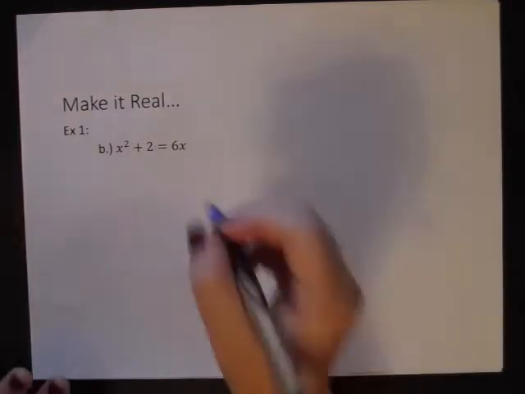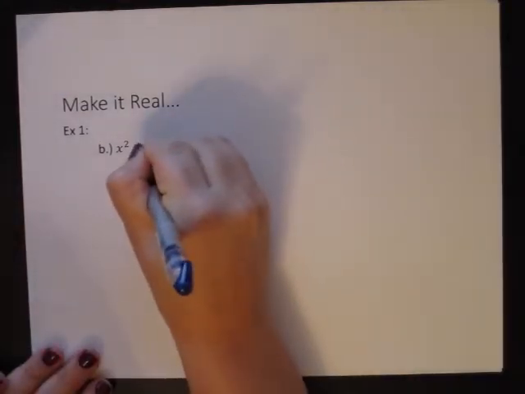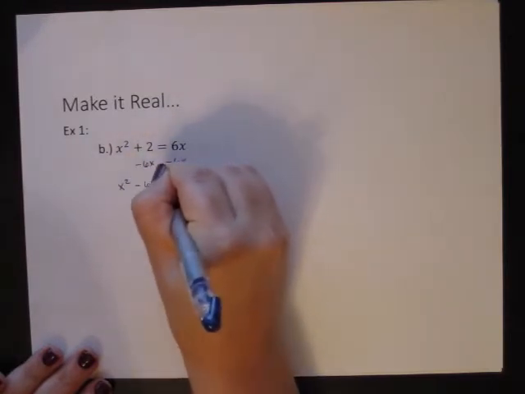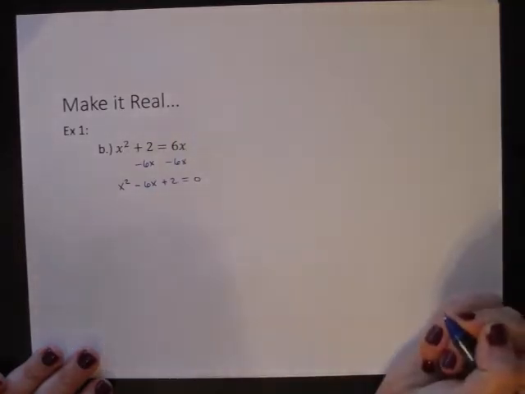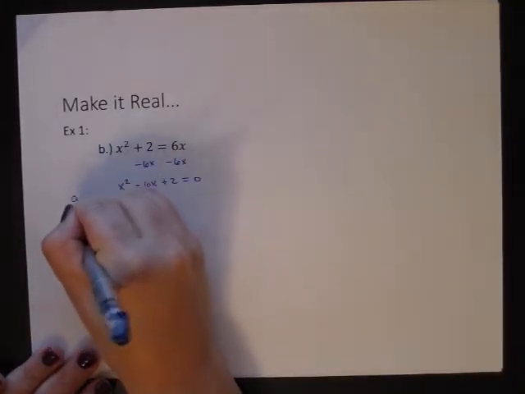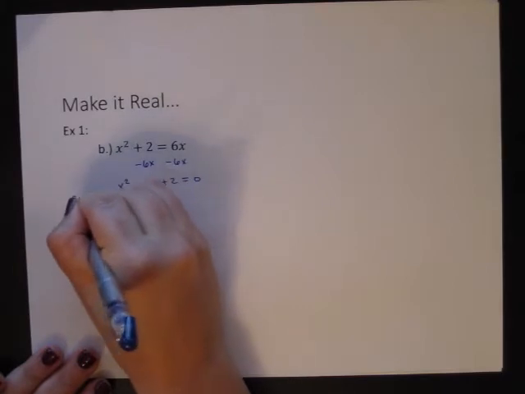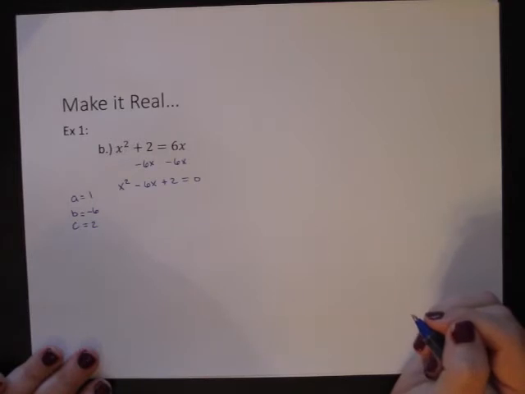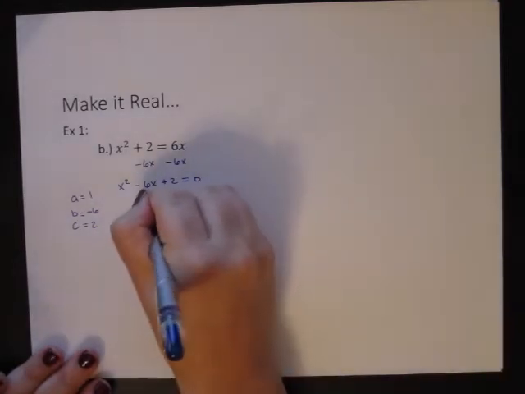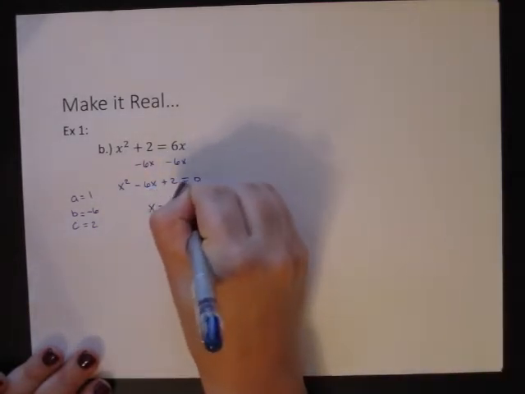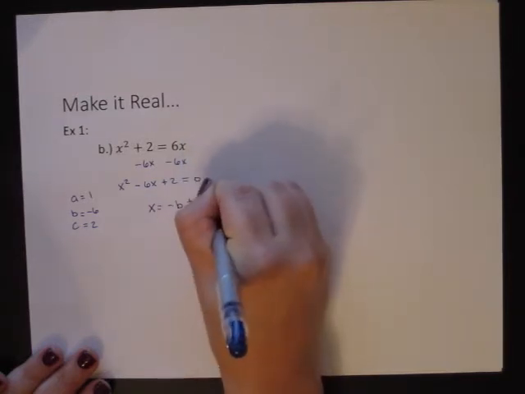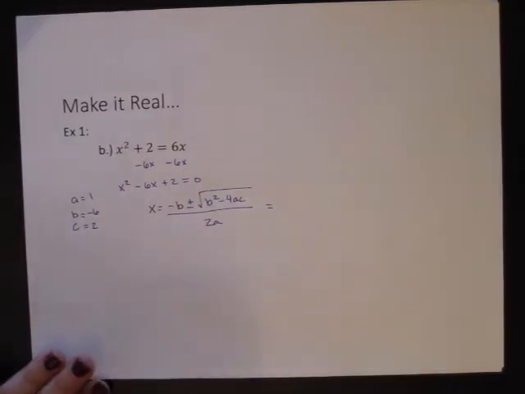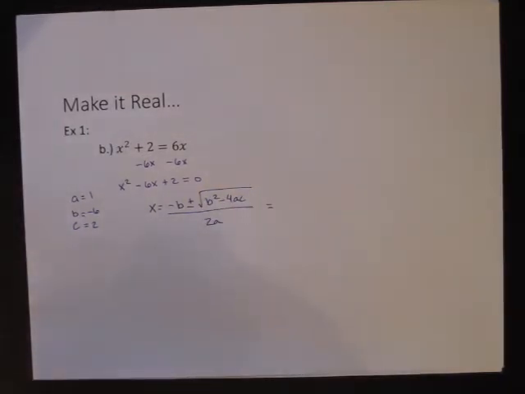First thing I gotta do is put it in standard form, so I'm gonna subtract the 6x on both sides. And I want to put it in standard form, so I got x squared minus 6x plus 2 equals 0. Then I'm going to identify my a, b, c's. My a is 1, my b is negative 6, and my c is positive 2. Then I want to write down my formula, so x equals negative b plus or minus the square root of b squared minus 4ac all over 2a. Once I write my formula, then it becomes a simple plug and chug.